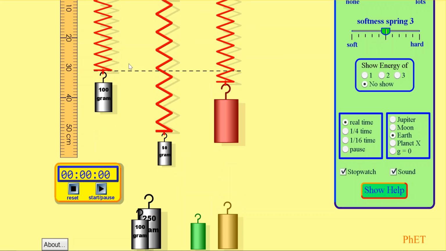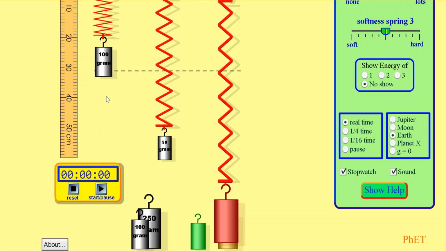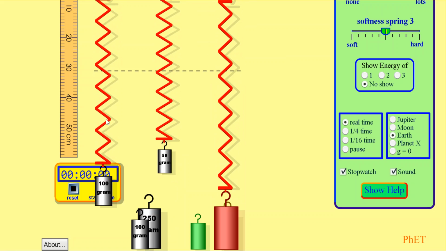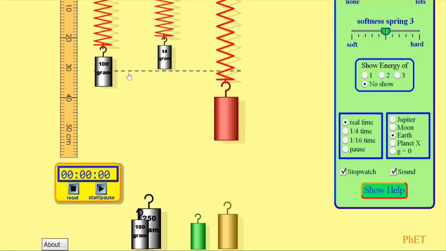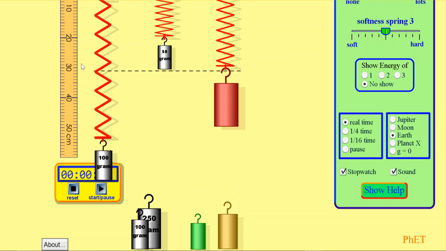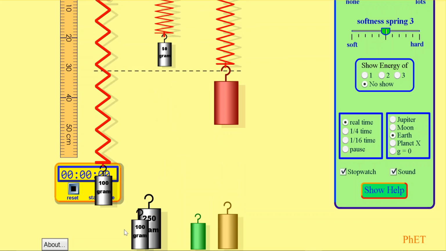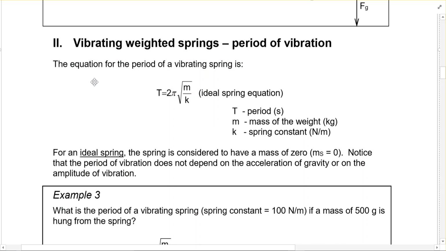All right, so that's what we mean by oscillating springs. So this is simple harmonic motion, right? They have a consistent frequency and period, and there's always a restoring force back toward the relaxed position of the spring. Okay, so the equation for the period of a vibrating spring is going to be T is equal to 2 pi times the square root of m divided by k, where k is the spring constant. And this is an ideal spring equation.